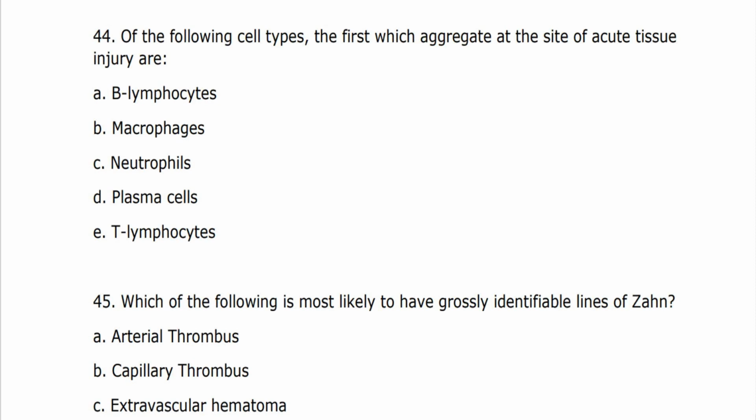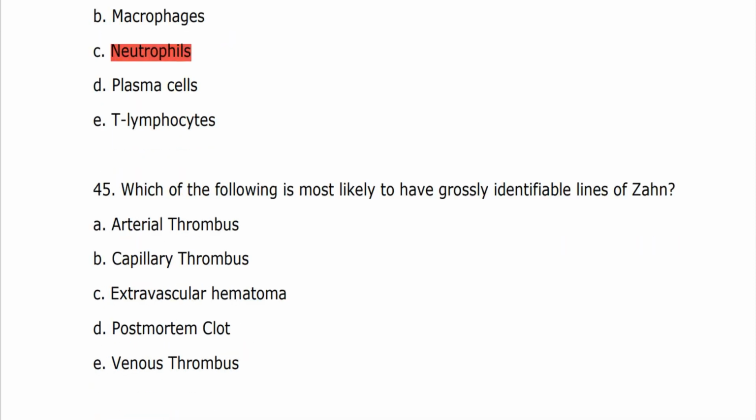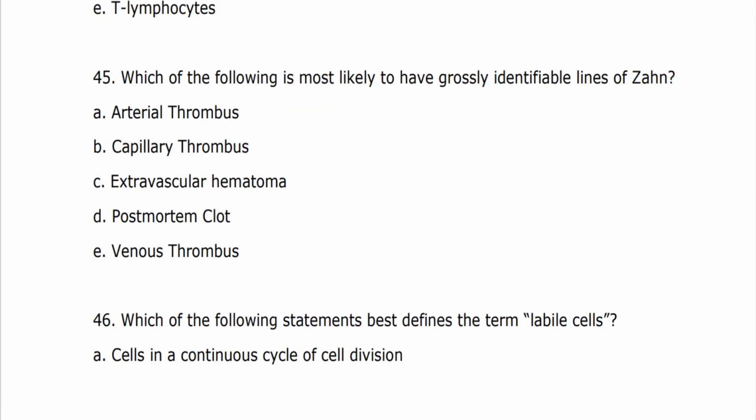Of the following cell types, the first which aggregate at the site of acute tissue injury are neutrophils. They are the first to run down and initiate action, but they also have a very short half-life. So within hours they are gone, so that by the following day other cell types predominate.